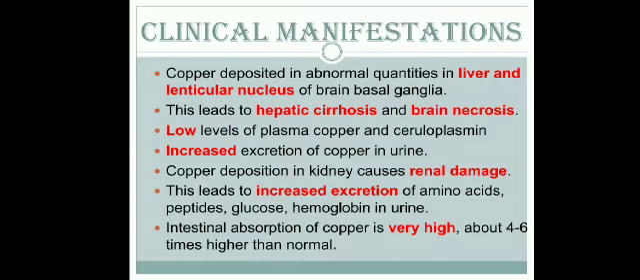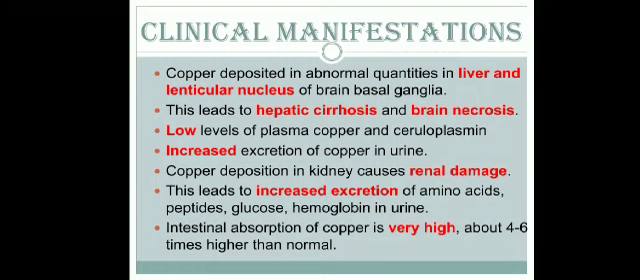Now the clinical manifestations: copper is deposited in abnormal quantities in the liver and the lenticular nucleus of the brain, the basal ganglia. This leads to hepatic cirrhosis as well as brain necrosis. Low levels of plasma copper and ceruloplasmin are also seen. Increased excretion of copper is seen in the urine. Then copper deposition in the kidney causes renal damage or failure.